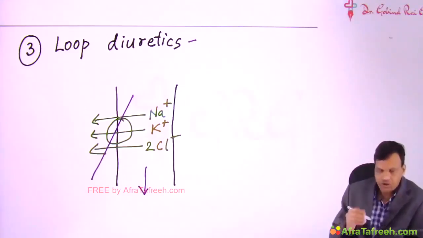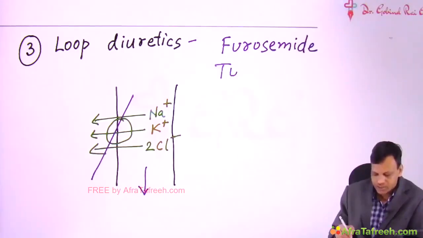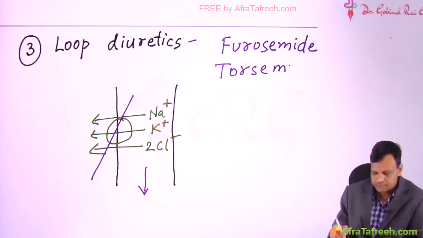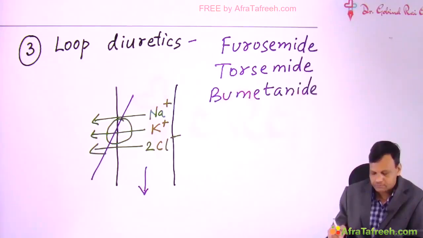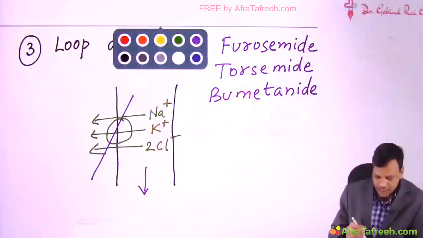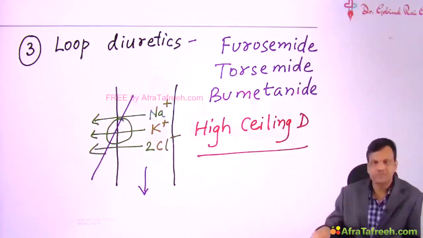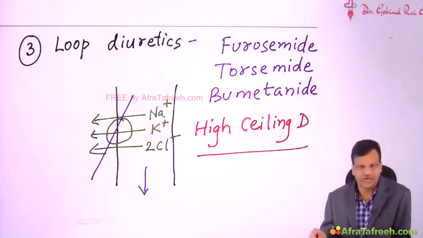The main examples of loop diuretics are furosemide, torsemide and bumetanide. Loop diuretics are known as high ceiling diuretics. High ceiling diuretic simply means high efficacy diuretics.